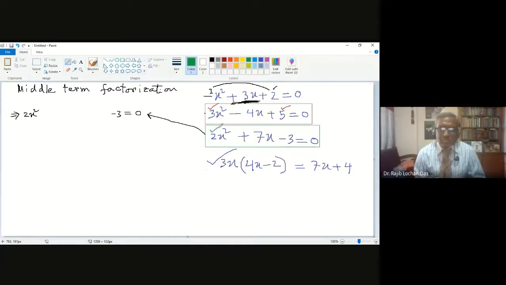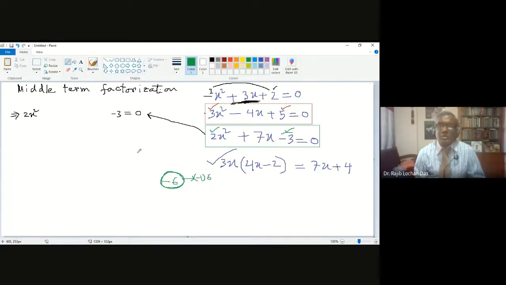You will again think about the numbers. One number is 2, one number is minus 3. It should be minus 3, not only 3. Be careful. So 2 and minus 3, then minus 6. So minus 6 will be separated into different factors. One factor may be minus 1, then plus 6.